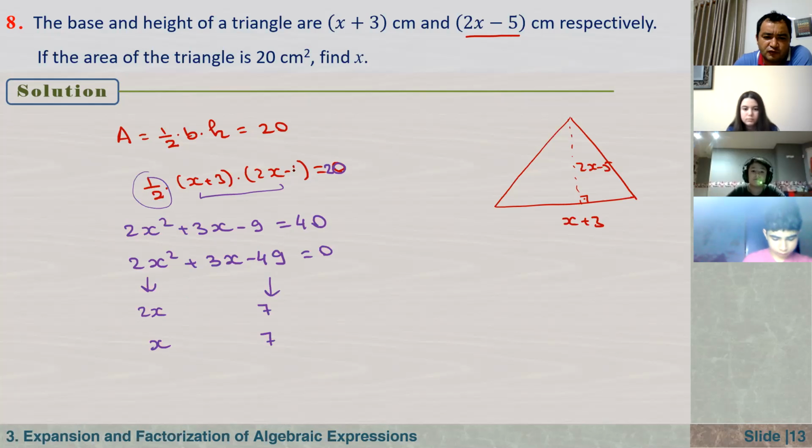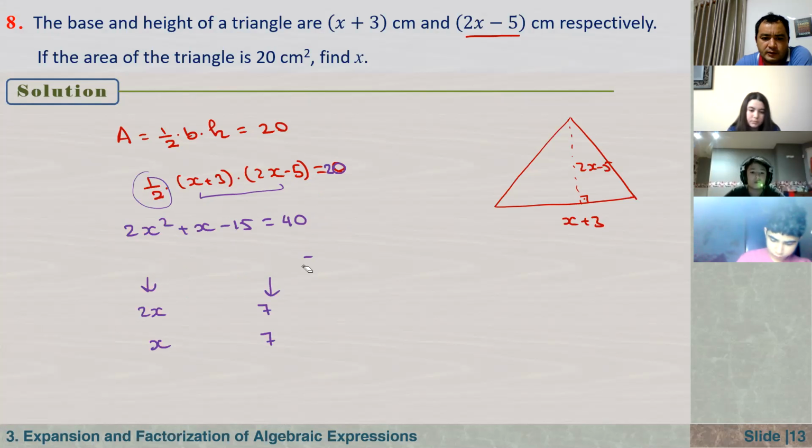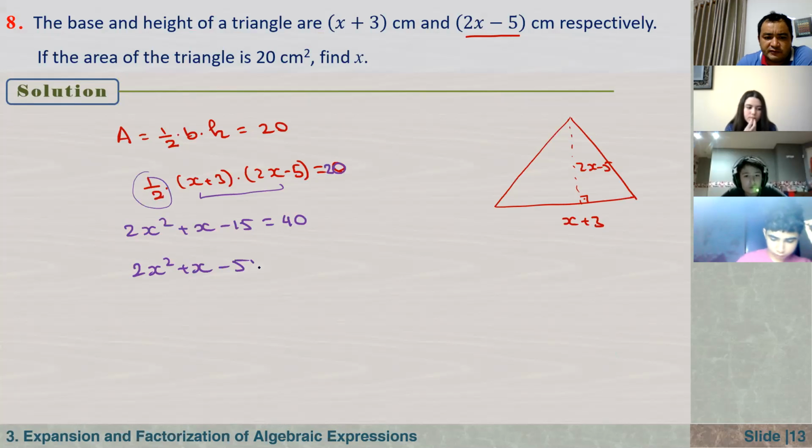I can solve this, but we need to use a formula here. So at that time, what will be the equation here? X times 2x, 2x squared, x times minus 5, minus 5x, plus 6x, so this should be plus x. And 3 times negative 5, minus 15. On the right hand side, we have 40. Okay, sorry. So here we have 2x squared plus x minus 15 minus 40, minus 55.